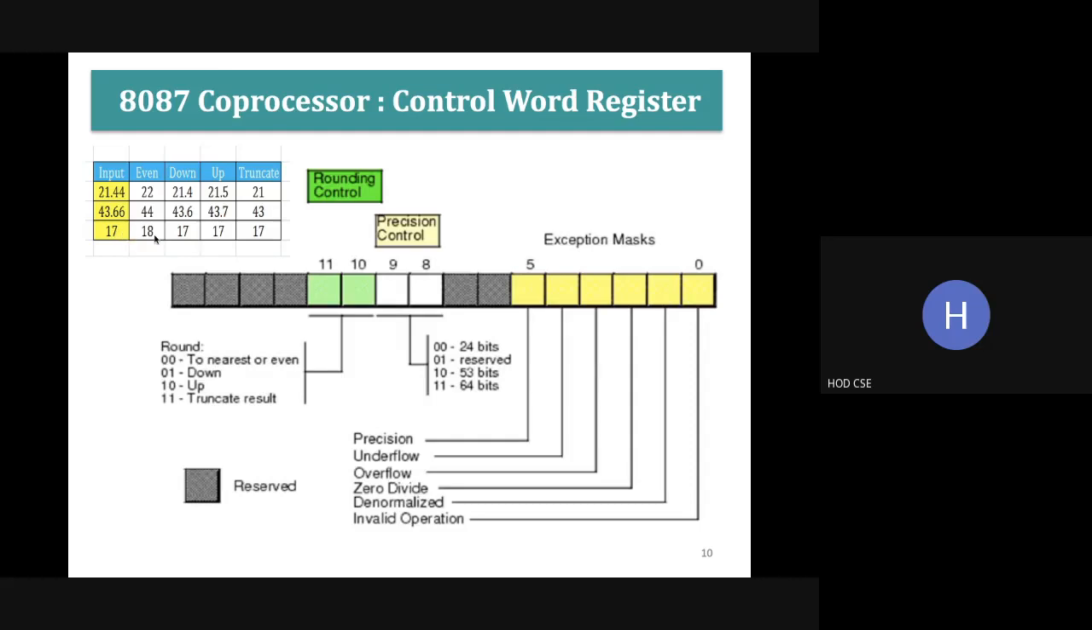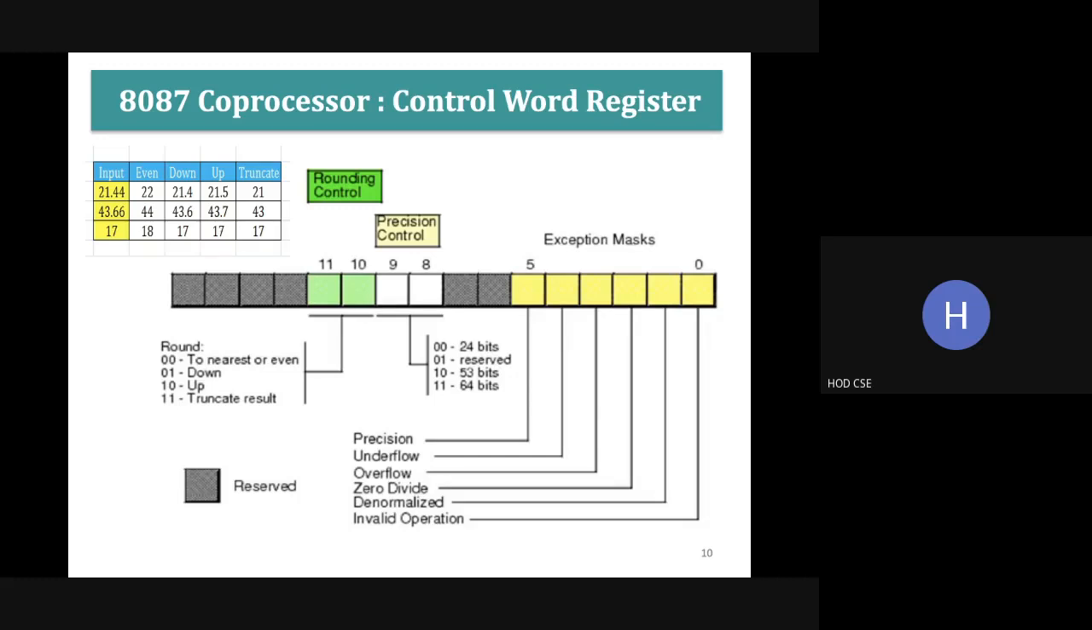When you take a whole number, round to nearest and even gives 17 and 18 respectively. Down means we have the same value. There is no decimal point here, so we get the same value, 17, 17 and 17. So hope you understood this about control registers.